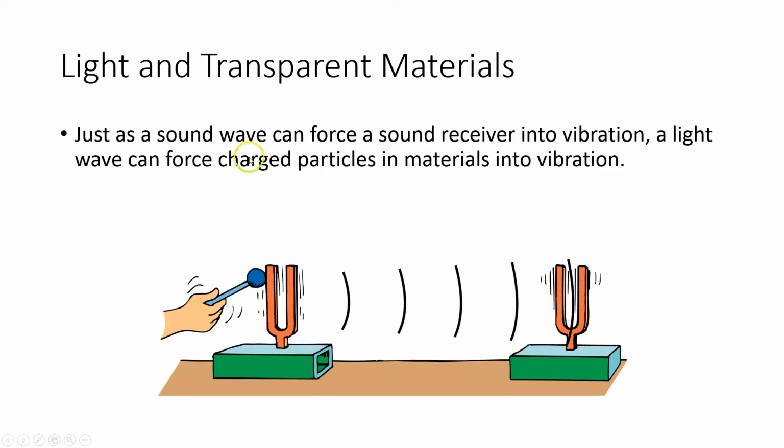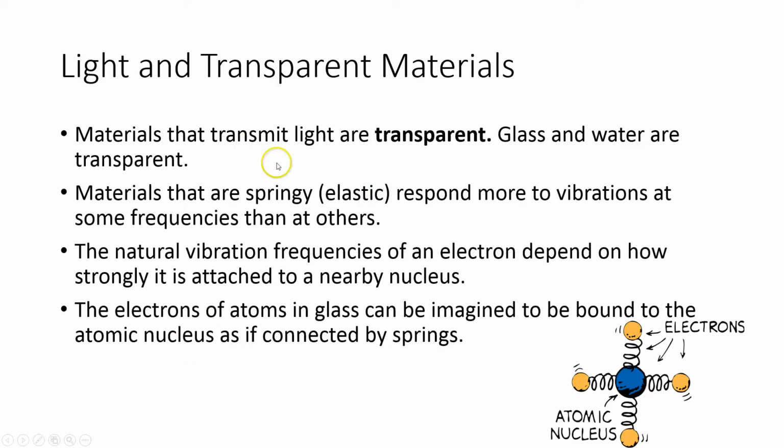Light and transparent materials. So if you remember when we played with the two tuning forks in the box, if I struck one tuning fork, the waves would travel from one box to the other and then make that other tuning fork vibrate. So light can do the same thing. Light can actually force different materials into vibration. If you've ever sat in a car when the sun is out, and you put your hand on the window, it feels very warm. It's because that light is absorbed by the window.